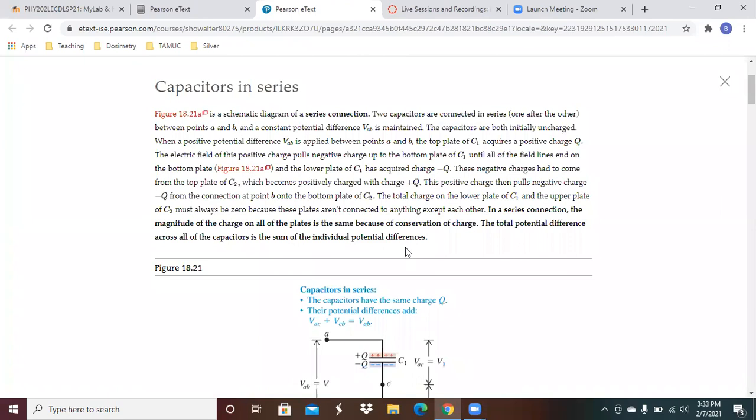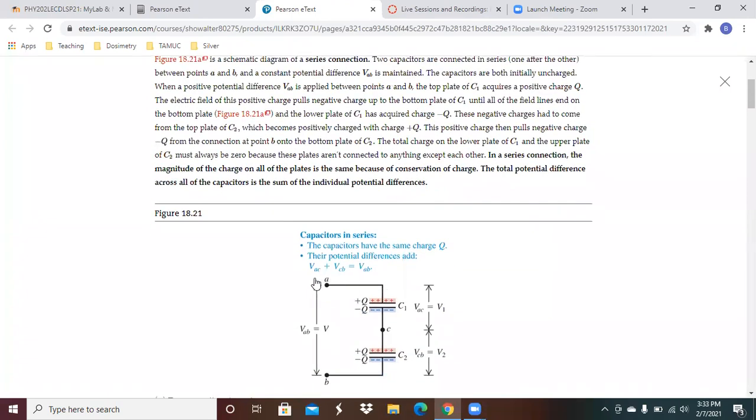So what you're going to see here is a schematic of a series connection of two different capacitors. These are in series. Now, what do we mean by that? A series of capacitors is something that when we go from one point in a path to another, we go through one capacitor, then another, potentially more than that. But for right now, let's just discuss two.